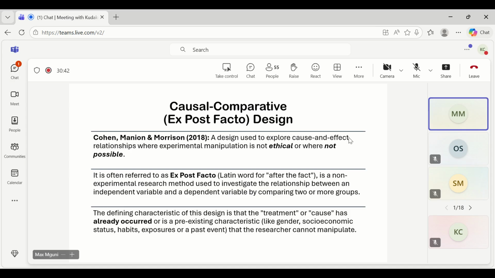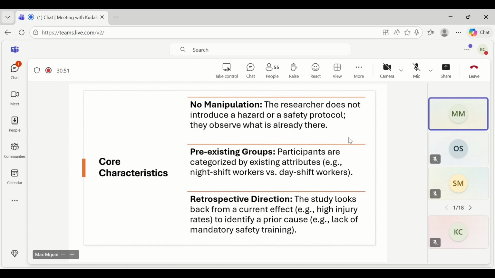So the core characteristic of this ex post facto design is that there is no manipulation. The researcher does not introduce a hazard or a safety protocol. They observe what is already there. Pre-existing groups: participants are categorized by existing attributes, e.g. night shift workers or day shift workers.